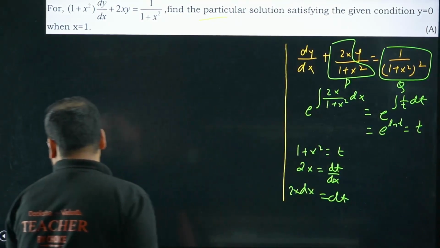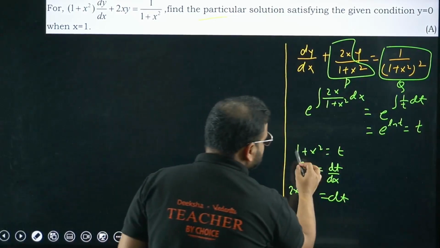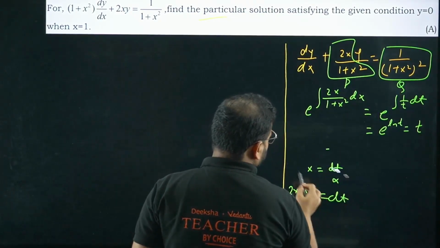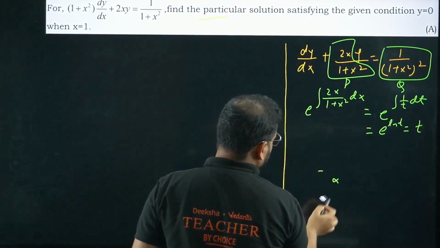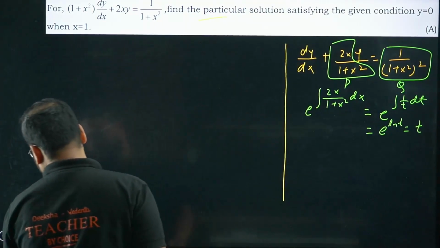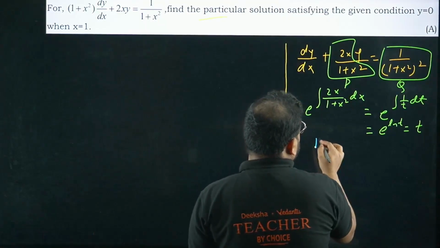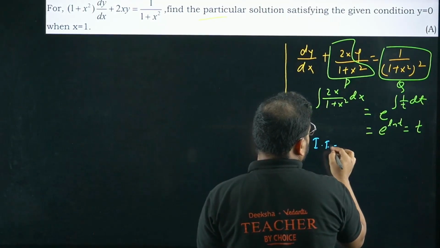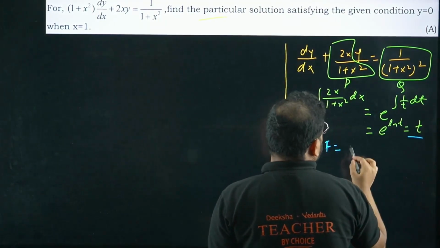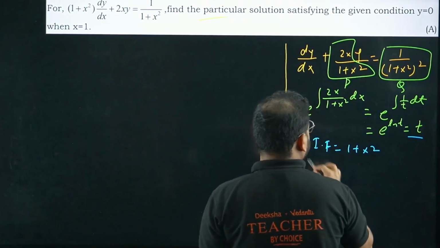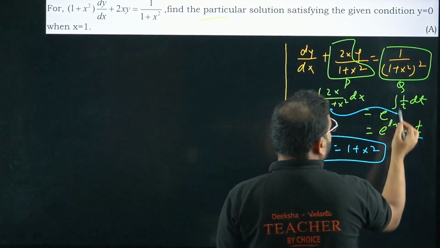I'll erase this extra part, not much is required. You know the substitution by now, I've taught you so many times. So I'm getting this IF as simply t. What is the t value? 1 plus x square is the value for t.